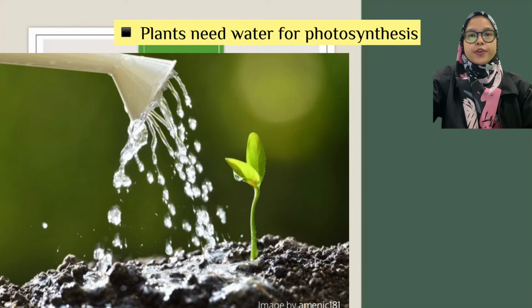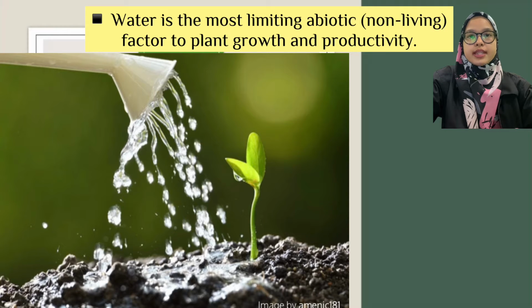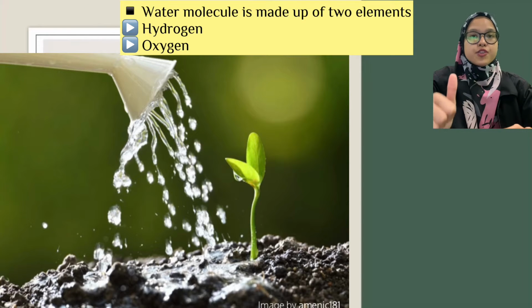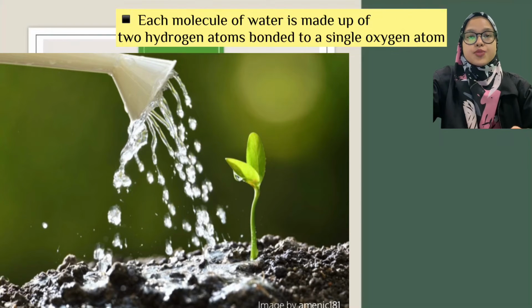Plants need water for photosynthesis. Water is the most limiting abiotic, which is a non-living factor, to plant growth and productivity. A water molecule is made up of two elements, which are hydrogen and oxygen. Each molecule of water is made up of two hydrogen atoms bonded to a single oxygen atom.